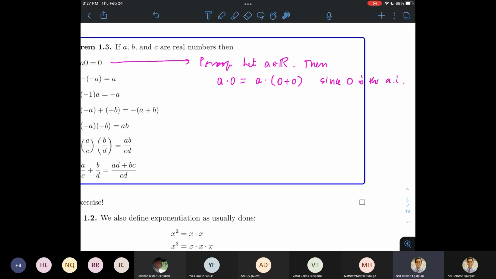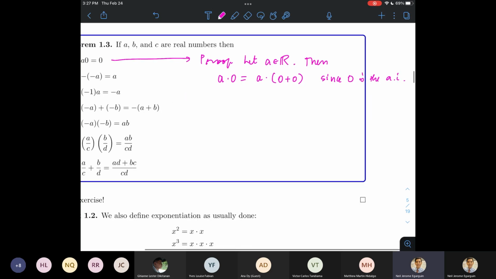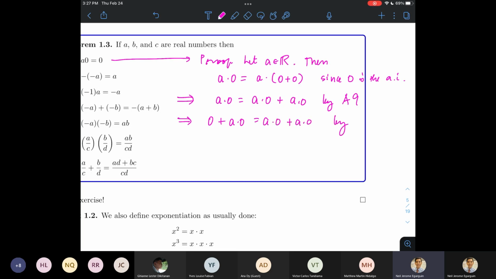Kasi at this point, pwede akong gumamit ng A9, distributive property of addition over multiplication or multiplication over addition. So I'll have A times 0 ay equal kay A times 0 plus A times 0 by A9. Okay? And then, susulat ko to ng ganito. 0 plus A times 0 equal kay A times 0 plus A times 0 by what? What's the property I used here in the newest line?